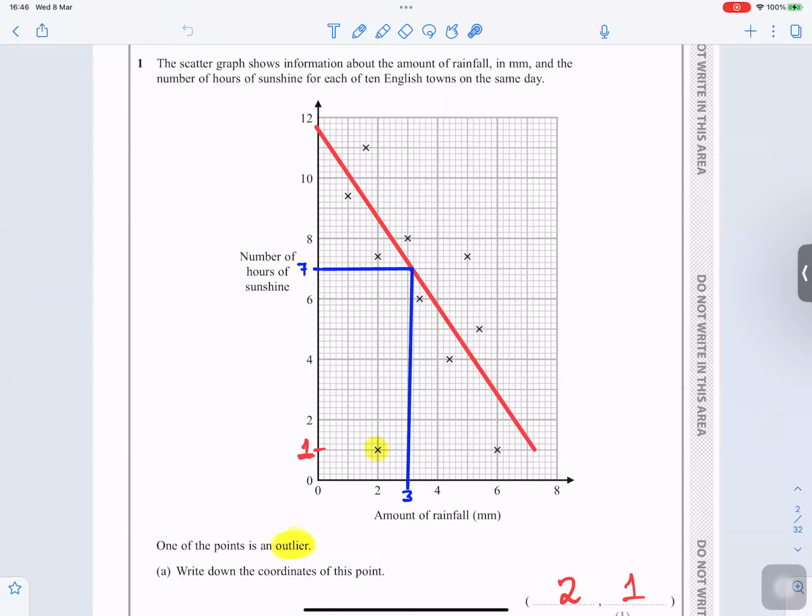The outlier is the point I've highlighted there in yellow. 2 to the right, 1 up. That is the only point which is far away from all the other points. That's why it is an outlier.